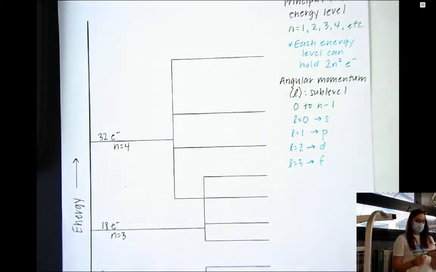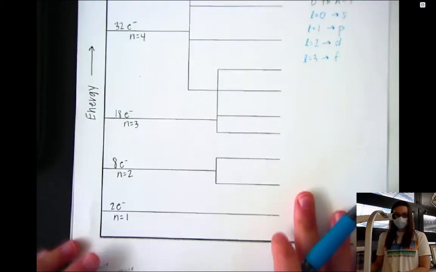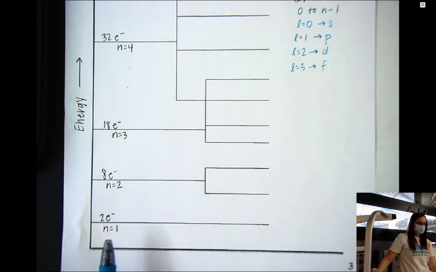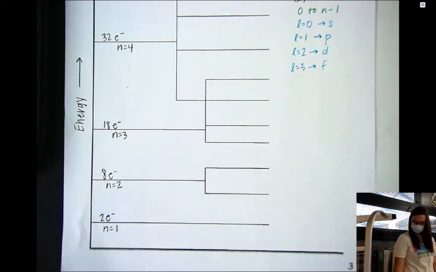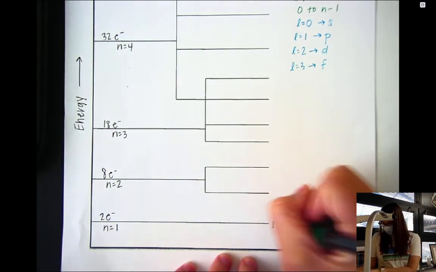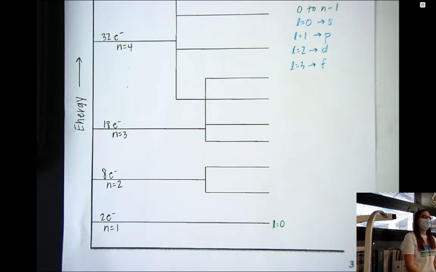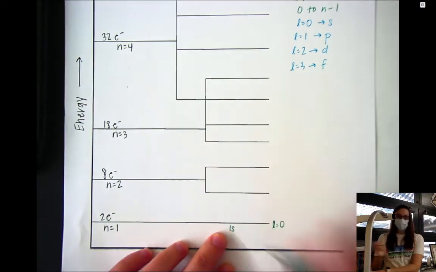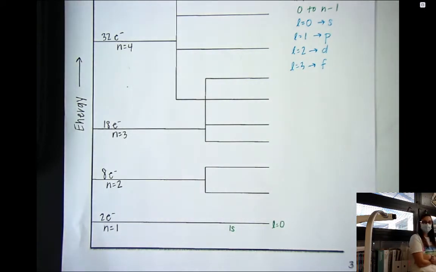And so if we look at this chart again, we come down here. N is 1. If N is 1, what are my possible values for L? 0. So here I'm going to put L equals 0. If L equals 0, that tells us we're in the S sublevel. So we can be even more specific, and we will label this sublevel 1S. Now that's our only option for n equals 1.